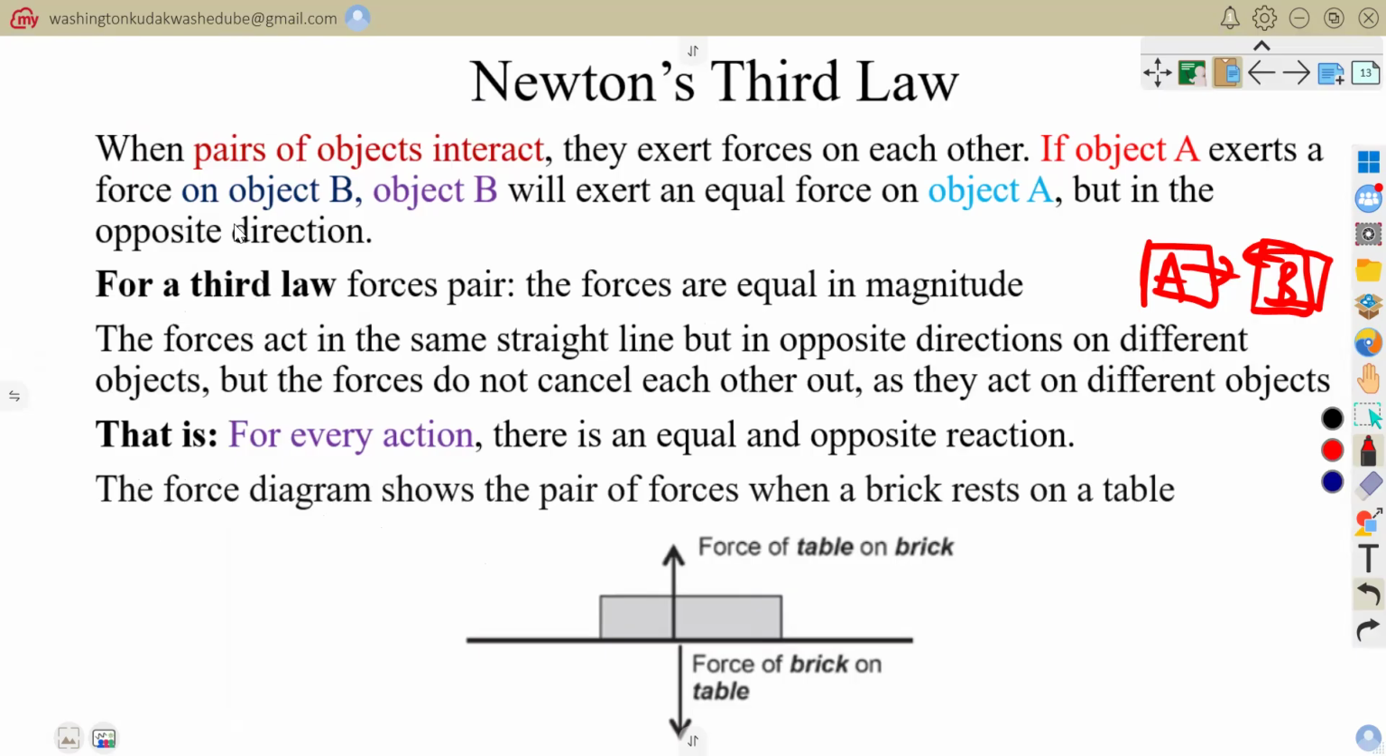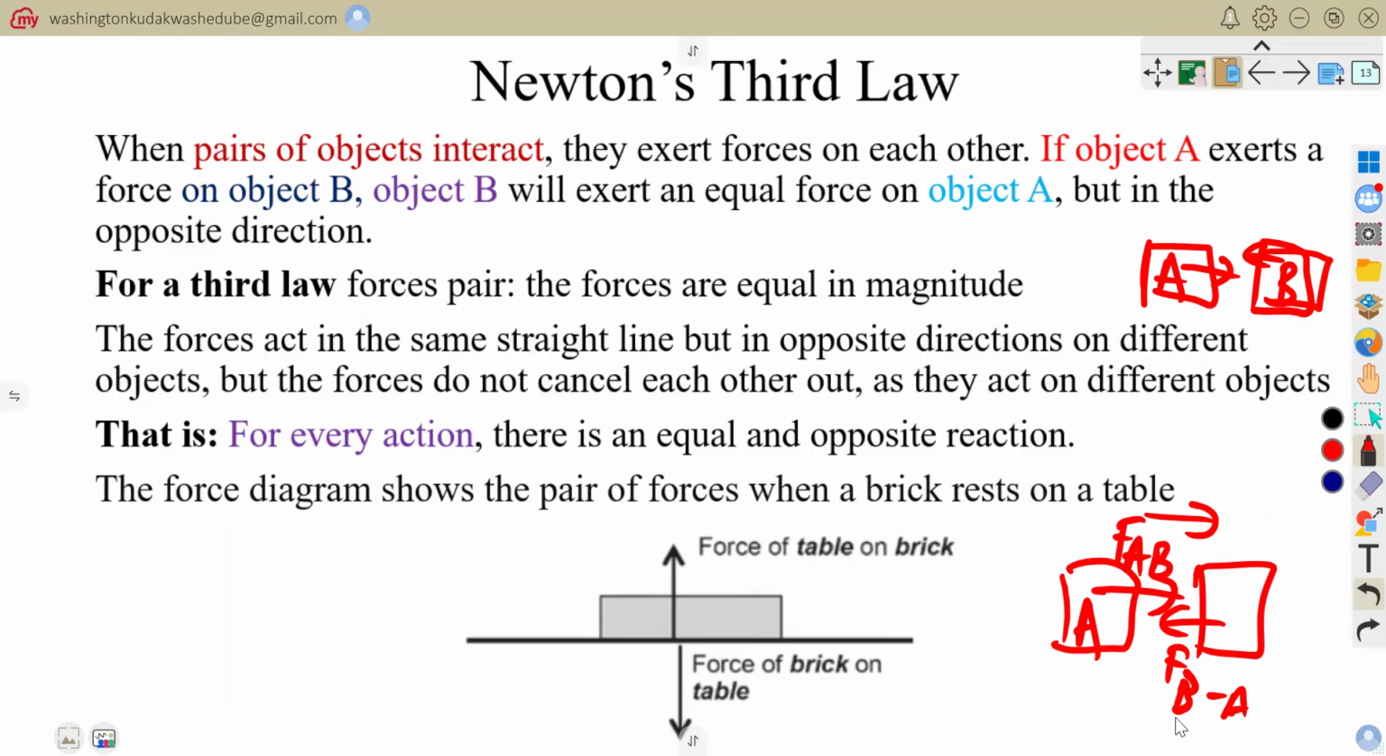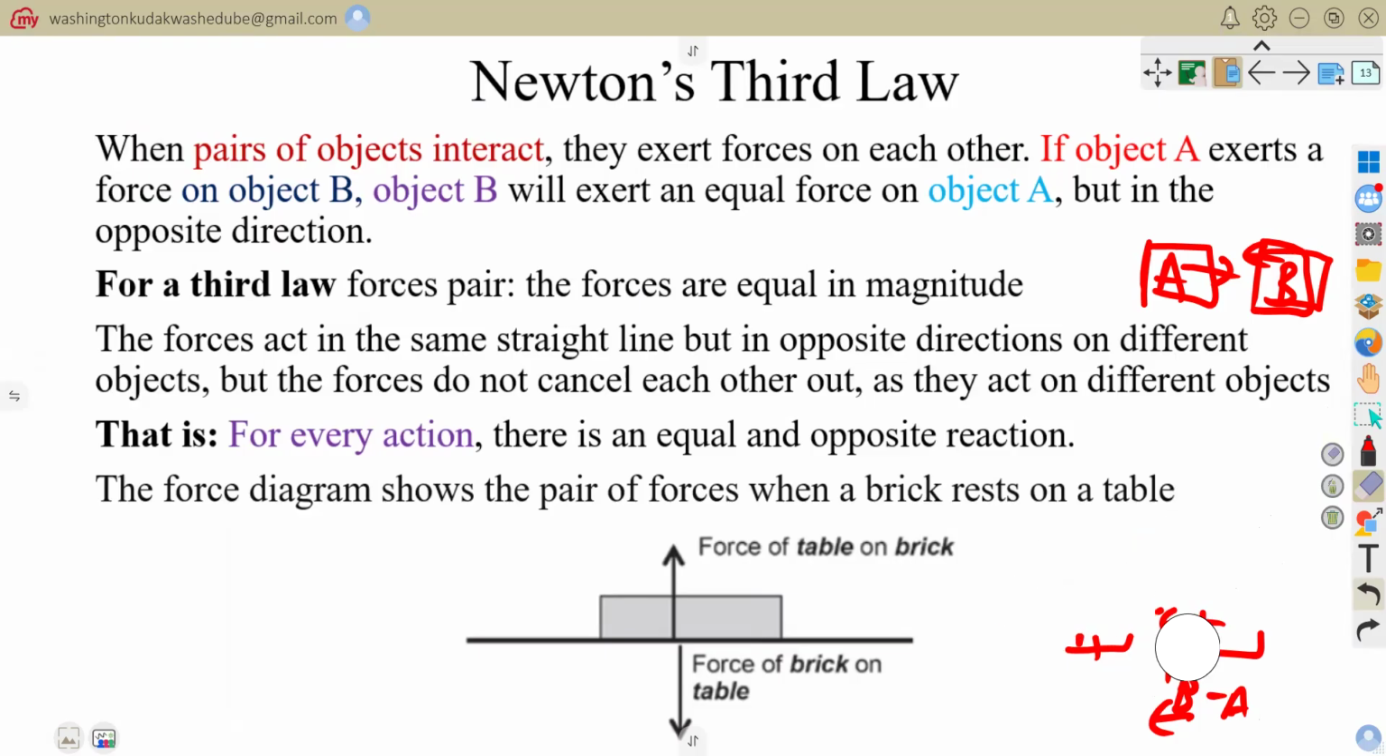So when they say define or state Newton's third law, you can say that whenever you have pairs of objects interacting, they exert forces on each other in such a way that if object A exerts a force on object B, B will simultaneously exert an equal but opposite force on object A. Meaning object A exerts force A on B, and B exerts force B on A. But you will see that force A is directed toward the right, while force B is directed toward the left, because it is directed to object A. So these two forces are equal in magnitude but opposite in direction, where we know that magnitude simply means size.